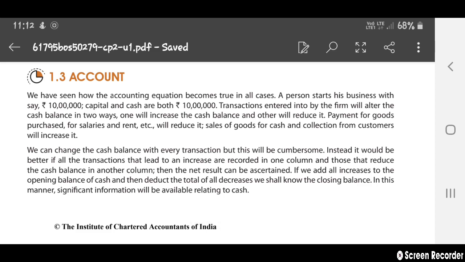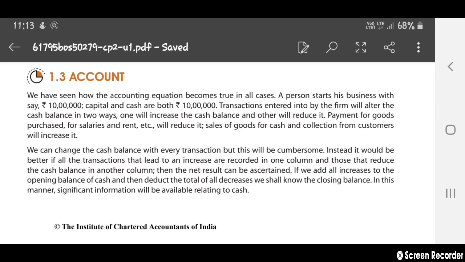Now, we have seen how the accounting equation holds true in all cases. You have seen this in part 1, in chapters 9 to 10, where you learned more about the accounting equation. Now a person starts his business with 10 lakh rupees capital: capital and cash are both 10 lakh. A transaction entered into by the firm will alter the cash balance in two ways: one will increase the cash balance and the other will reduce it.